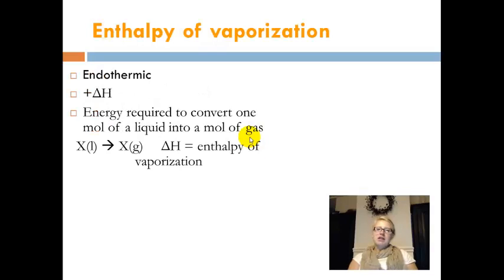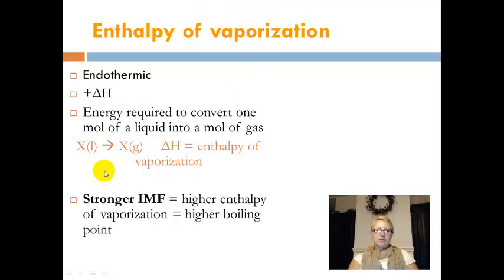Now if you think back to topic 5 from last year, remember that we have an enthalpy of vaporization. So remember that vaporization is endothermic, meaning you have to put energy in to get something to evaporate. It has a positive delta H, therefore, and the enthalpy of vaporization is the energy required to convert 1 mole of a liquid into a mole of a gas. So here's an equation showing a liquid X going to a gas X. So the stronger the intermolecular forces, the higher the enthalpy of vaporization. You need more energy, the higher the boiling point.